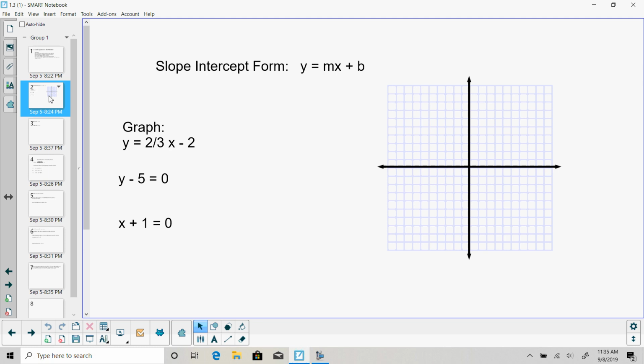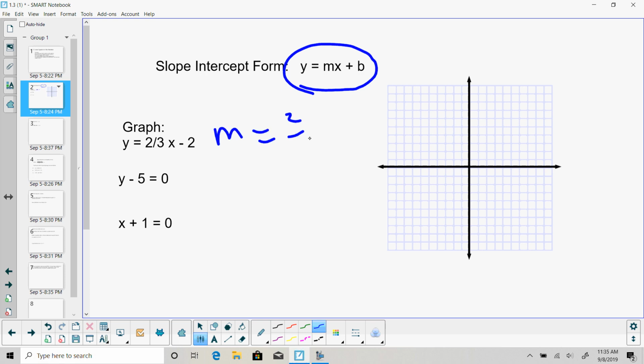Let's take a look at our first example. In this case, let's review how to graph lines that are in slope-intercept form. Slope-intercept form is y equals mx plus b. So that's this form right here. If we were going to graph y equals 2/3 x minus 2, we would have a slope of 2/3 and a y-intercept of -2.